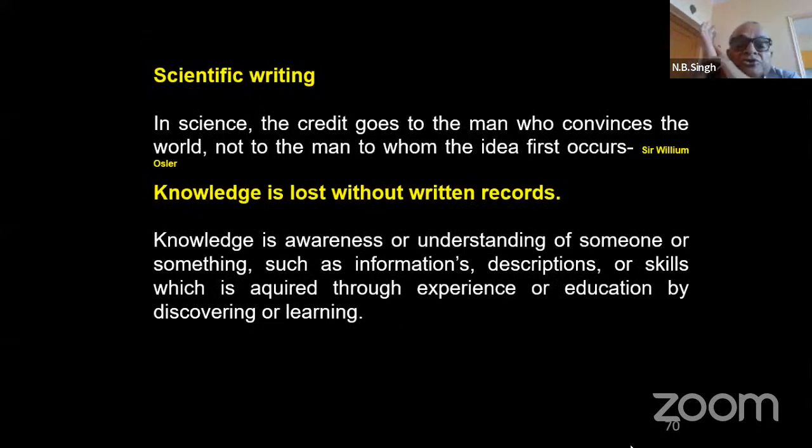Now, in science, the credit goes to the man who convinces the world, not to the man to whom the idea first occurs. Say, for example, if you give a certain noble and new idea, and I heard it, and I did some work on that idea, and I published it in the form of a paper, then the entire world will know that it is my contribution. It is not your contribution. Therefore, publication is a must. And because of that, you see that today IPR, intellectual property rights, has become a very important component of scientific research. In intellectual property rights, there are many things, but the main things are patent, trademark, and copyright.